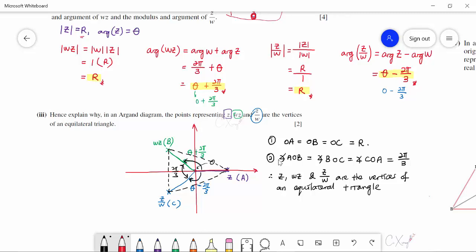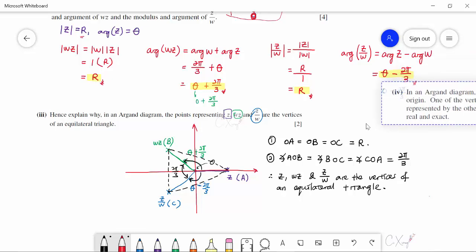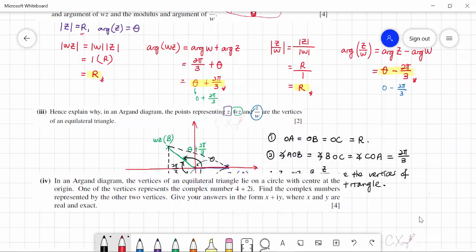Okay, so for this case, I tried to write out two properties. It is because when I look at it, I realized that there are 2 marks given. So I think to be on the safe side, you should write out two properties to show that it actually fulfills the property of the equilateral triangle. All right, so this is what we have here for part number 3. Okay, next is part number 4.